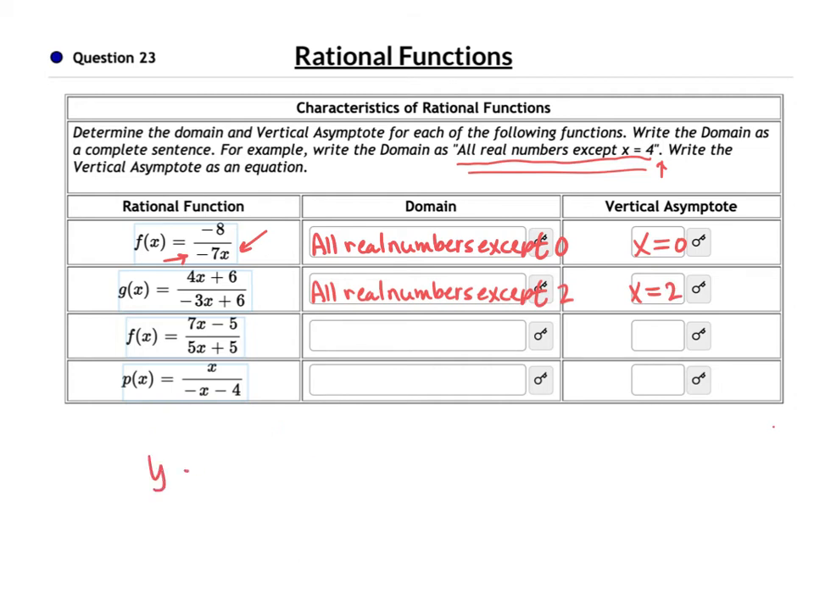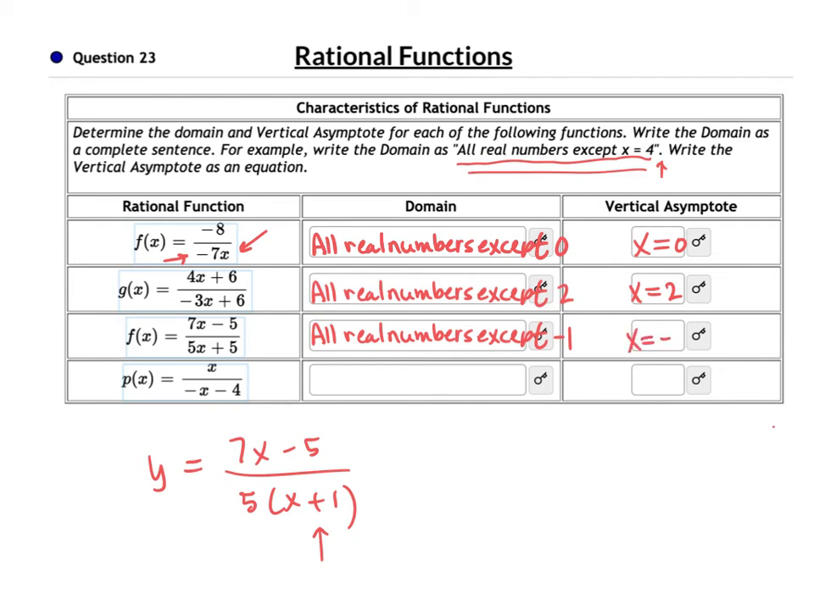The third graph, y equals 7x minus 5 over 5 times x plus 1, I can see that x can't be negative 1, because if you plug in negative 1, you'd be dividing by 0. X can be any number but negative 1. The domain is all real numbers except negative 1. X can't be negative 1 because it's an asymptote. That's the line the graph forever approaches but never actually reaches.